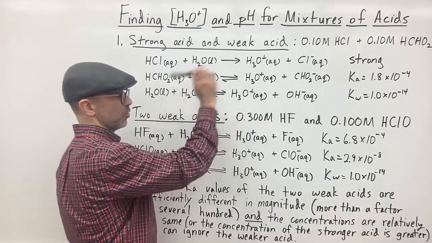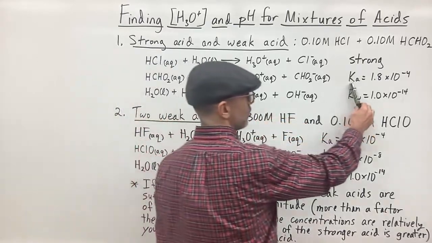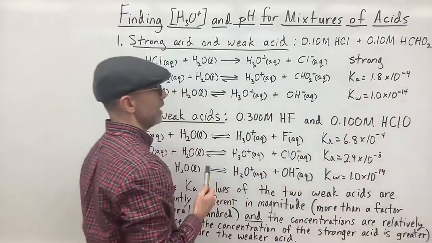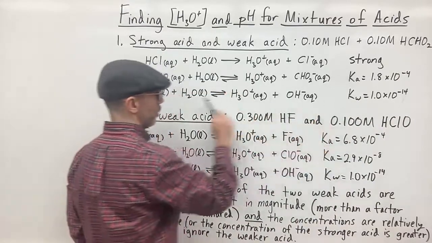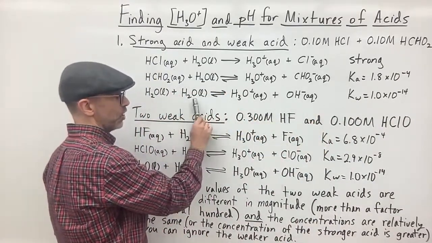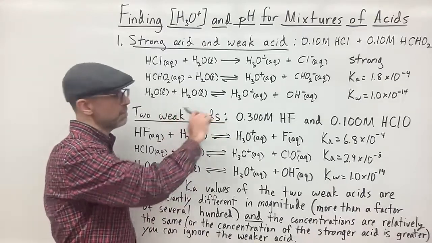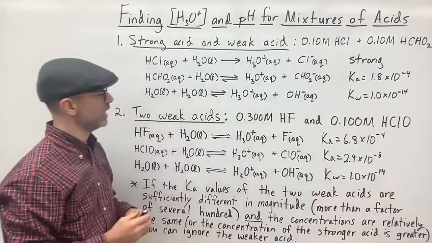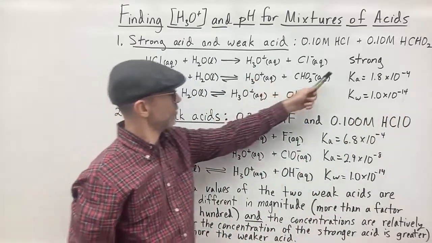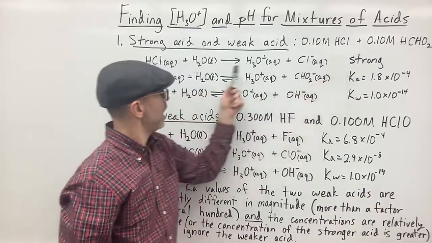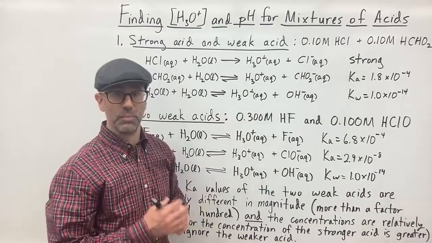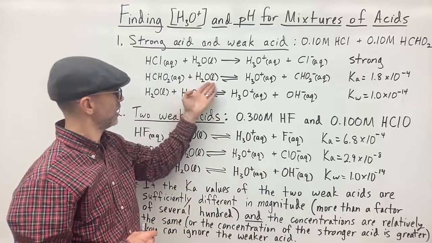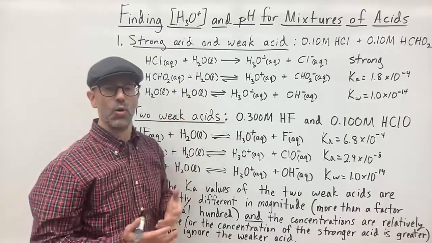It's going to be in equilibrium, only partially ionizing. You can see that the Ka value is 1.8 times 10 to the negative 4. And you can see also the Kw, the auto ionization of water, which has a value of 1.0 times 10 to the negative 14. Because of the strong acid, it's actually going to suppress the ionization of the other acids here, the weak acid and the auto ionization of water. Well, why is that?